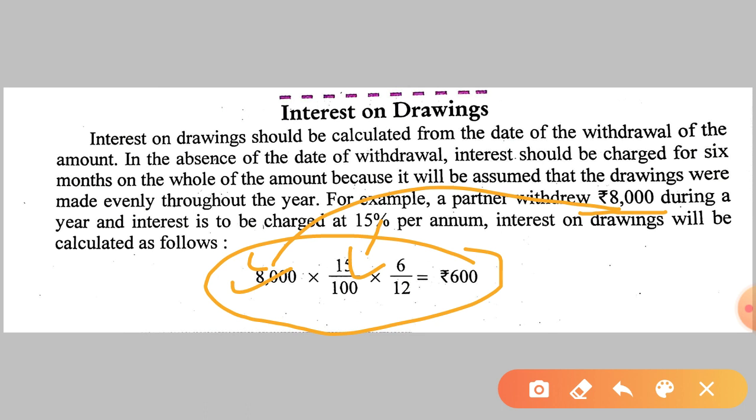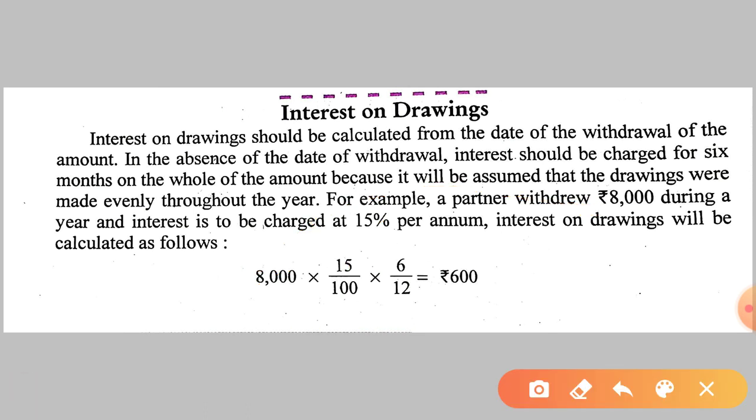Then how is this time period calculated, this is the question. So when only the amount of drawing and rate of interest is given, 6 by 12 is presumed, because we don't know when the drawing exactly took place. It's during the year. During the year means at any time from 1st April to 31st March. We don't know the exact time of drawing. Are you getting my point? So this is the formula.